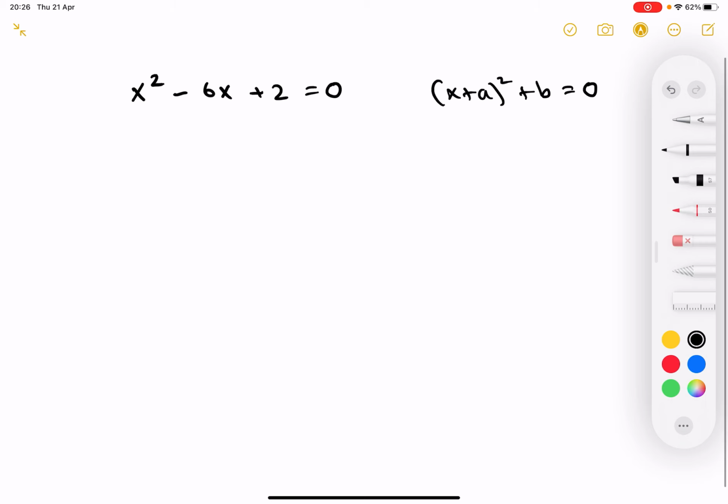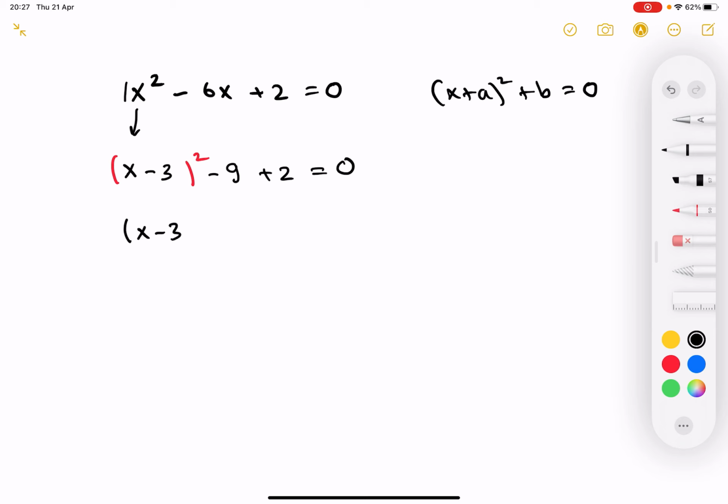So same as before, what we want to do is open the brackets, square, and then inside we take this x. Firstly, we need to make sure that the coefficient of x squared is just 1. So then we just take the x, then we do minus half of this number, which is 3. We then subtract this number squared, which is 9. So we subtract 9 plus 2 is equal to 0. So the final form is (x minus 3) squared minus 7, and that's equal to 0.